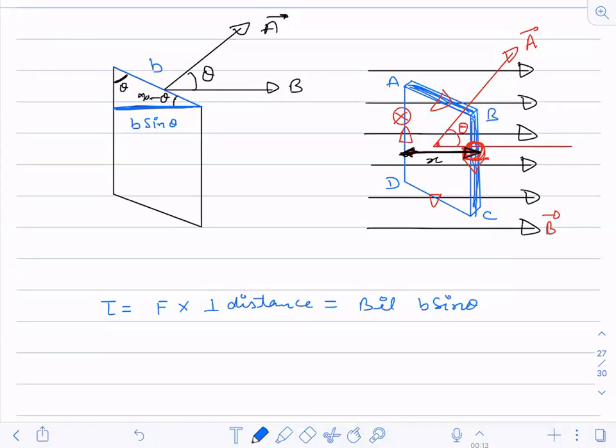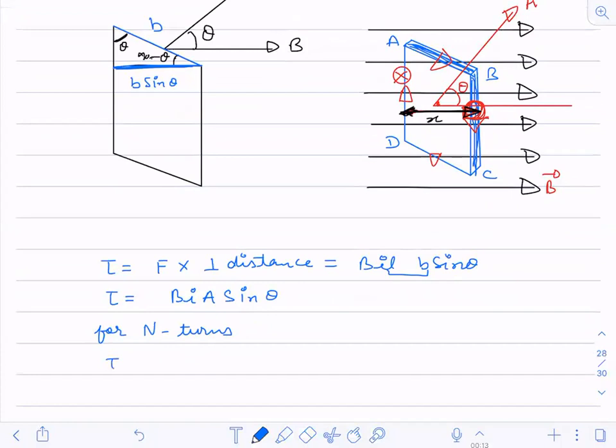Now, what was L into B? L into B was the area. So the torque is BIA sine of theta. For n turns, what will the torque become? It will become B I N A sine theta. This is what you'll be having.